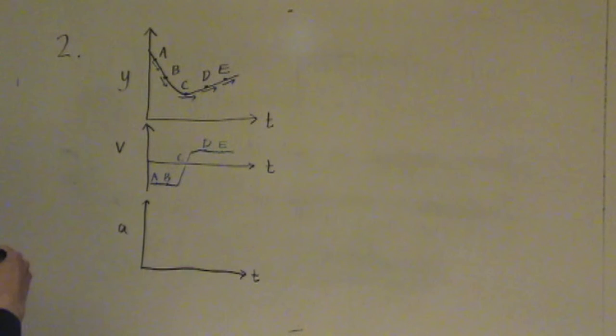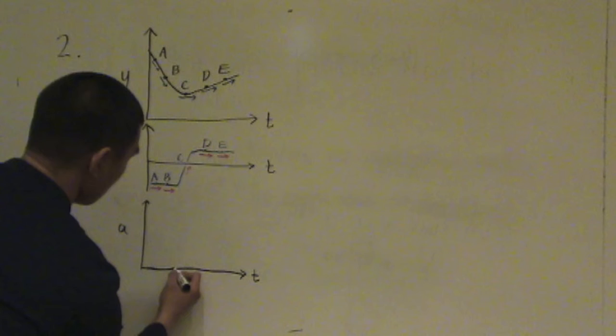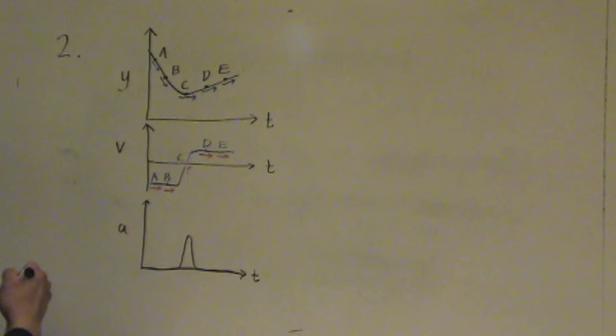Now from this graph, we can go to acceleration versus time. We have to look at the slope of velocity versus time, and it looks something like this. You have to practice this well to perfect how to work on this. So at AB, the slope is 0. There's a spike at C. Then at DE, the slope is 0 again. So the answer is C.